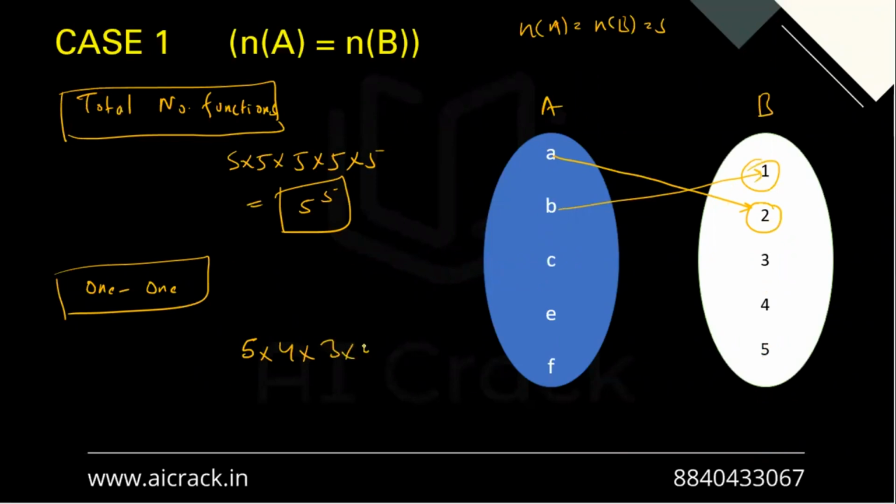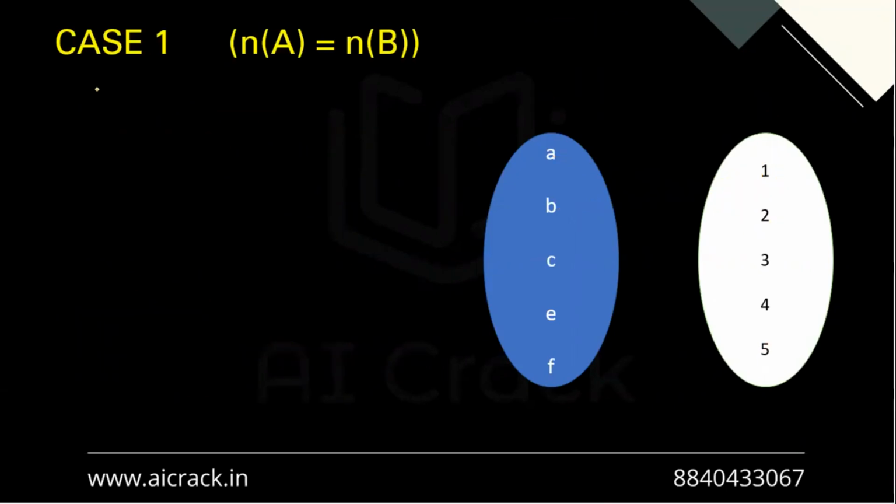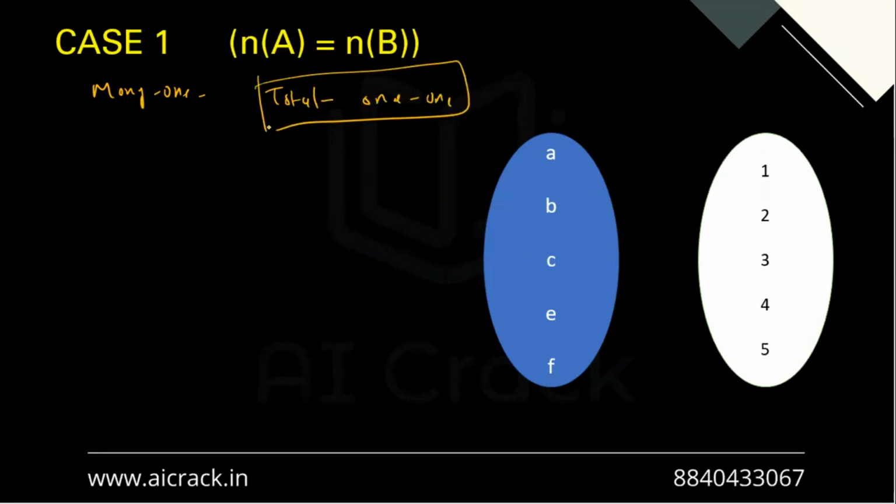So I can easily say that C will have 3 options, E will have 2 options, and F will have 1 option. So that would give me 5 factorial. So we have got 5 factorial one-one functions. Now for many-one, that is very simple. That would be total minus one-one, right? That would be nothing but 5 to the power 5 minus 5 factorial. So this is our many-one functions.